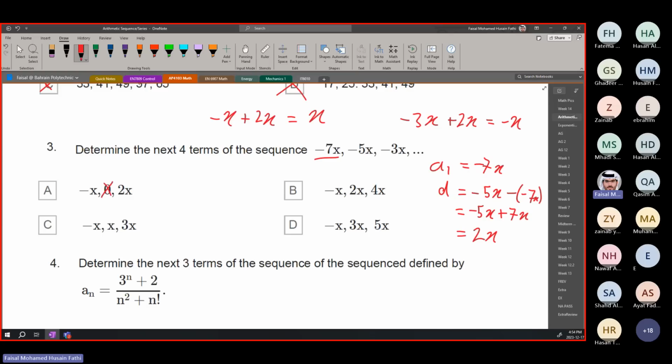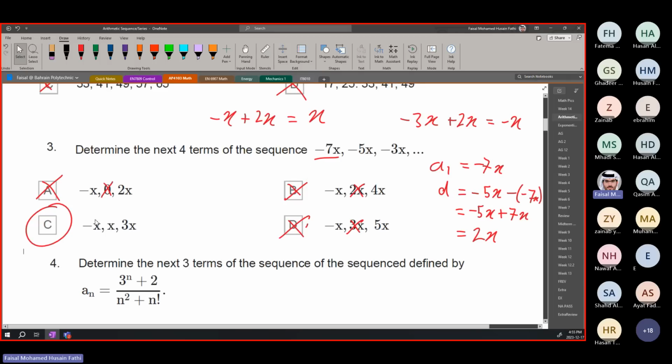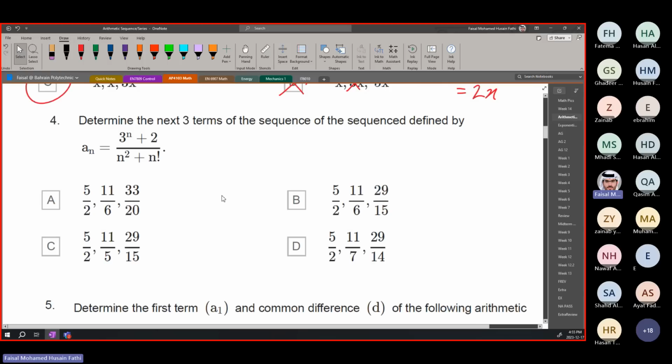This one says 0. This one is wrong. This one says 2x. This one is wrong. This one says 3x. This one is wrong. This one says x. This is your correct answer. This is how you should be solving. Even though it says find the next 4 terms and they're giving you 3 terms, it doesn't matter. This is how you should be solving multiple choice questions.